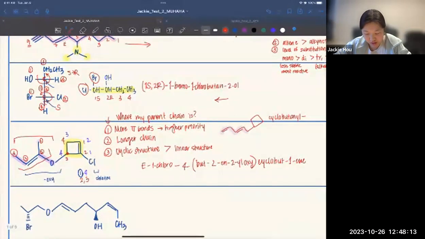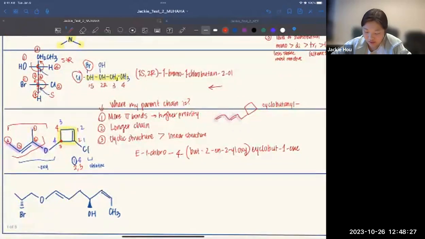The second thing we want to consider is that if they both have the same number of double bonds or triple bonds and everything, the one that has the longer chain is going to be your parent structure. So if you had something where both of these have one double bond, but my linear structure is much longer than this cyclobutanol, I want to make my linear structure become my parent.